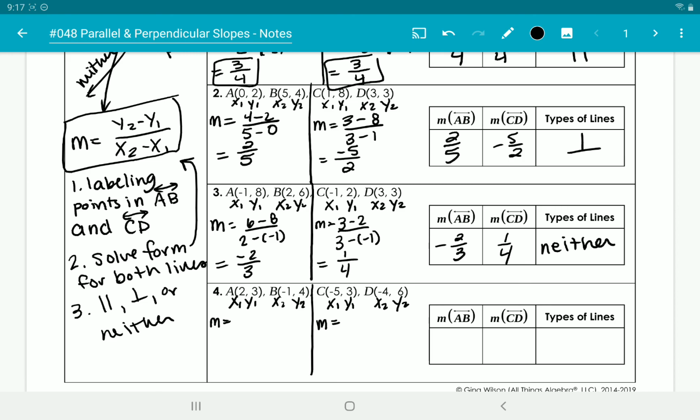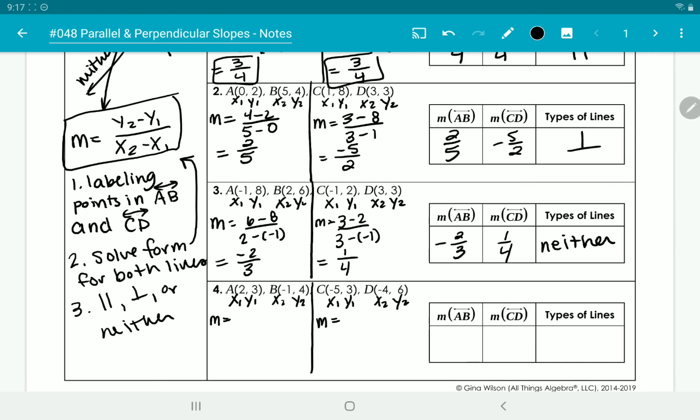All right, so now we're going to figure out if you were right. Slope is y2 minus y1, so it's 4 minus y1, which is 3, divided by x2 minus x1, so negative 1 minus x1, which is 2. 4 minus 3 is 1. Negative 1 minus 2 is negative 3. So we can take this negative sign over here: negative 1 over 3.